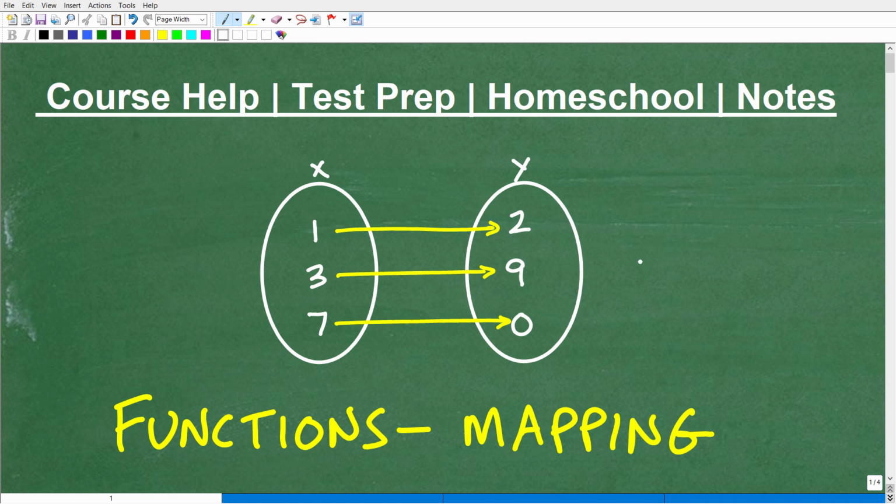Okay, let's talk about functions. And this happens to be a function right here. In particular, this is something we call a mapping, a function mapping. And you have to understand this. If you're taking any sort of algebra course, you need to know a lot about functions.